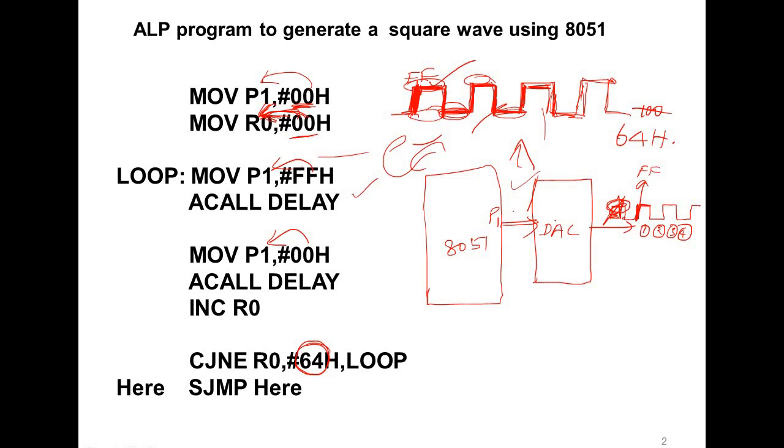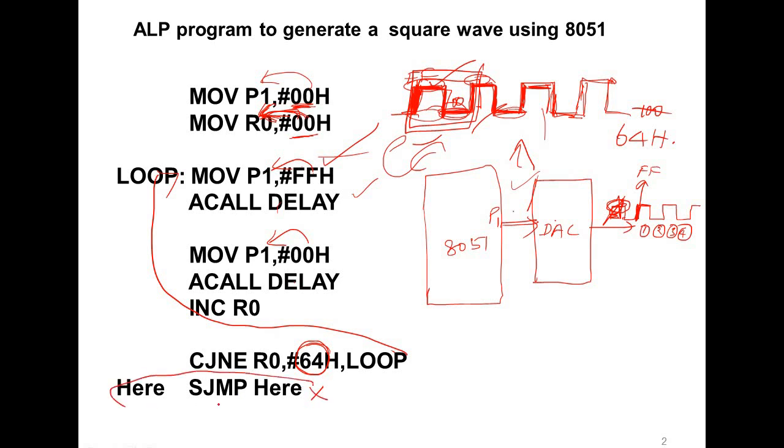We increment R0 for every on and off pulse. This one box is one, because FF is this one and 00 is this one, on pulse and off pulse. So we are generating 100 pulses. Compare and jump if not equal to 64: R0 should become 64. If not, do the same thing again from here to here, send FF again, send 00 again, 100 times. Once 100 times is reached, then terminate the program.